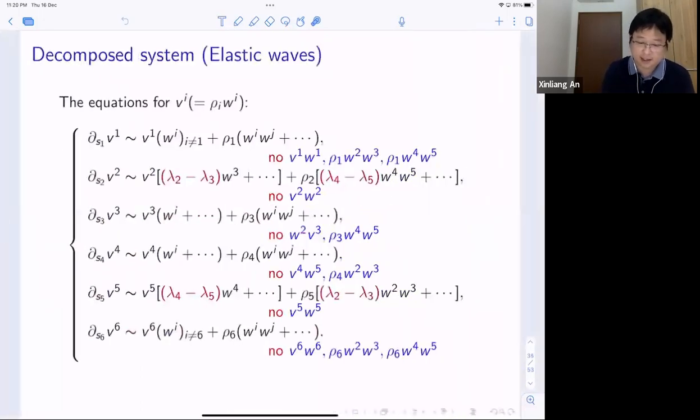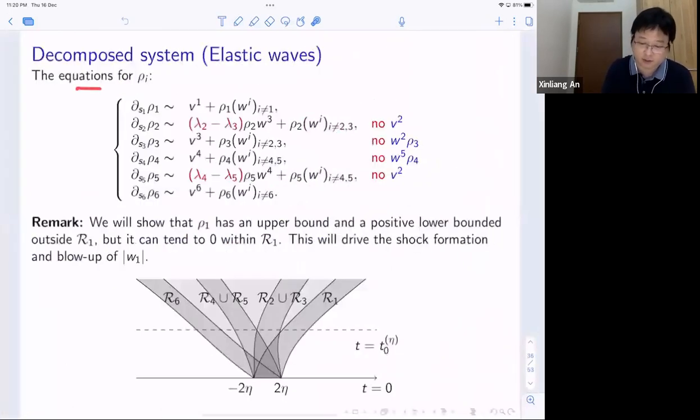Similarly, for the VIs, we also have some structures we need to use. And also these will be the structures for the ROIs. So these will be the structures we will try to understand. We will show that the rho one is really something quantitative we are interested in. Within R1, the rho one initially will be positive and will go to zero within R1.